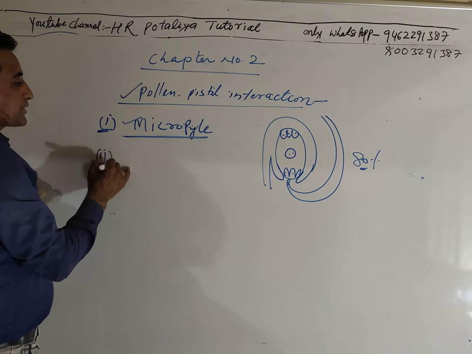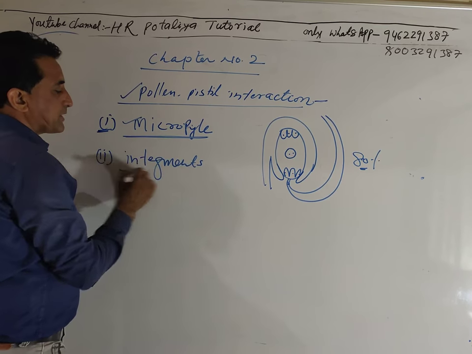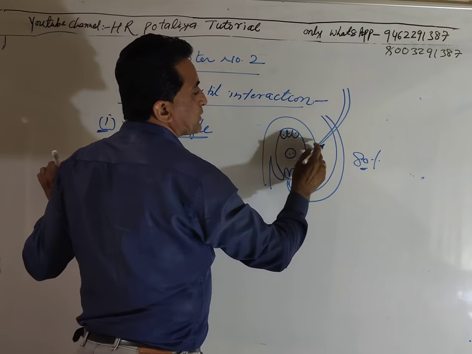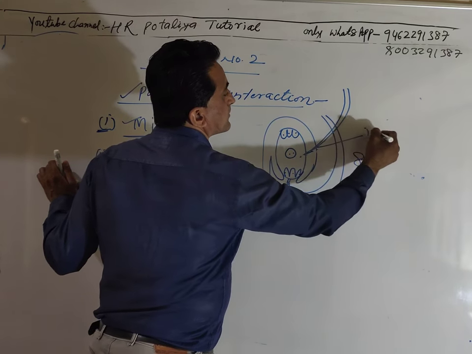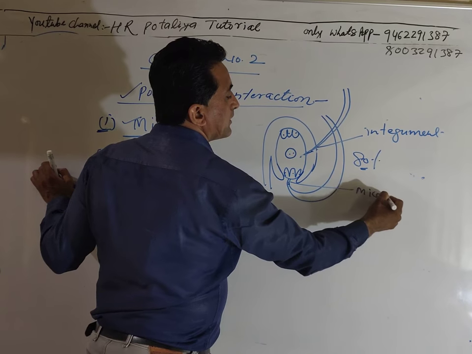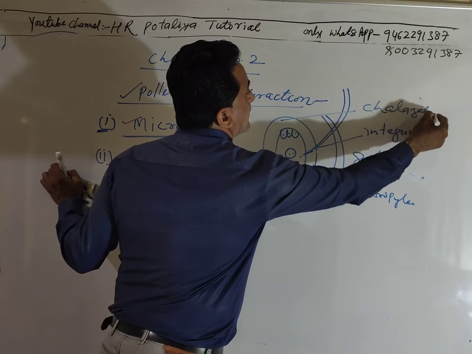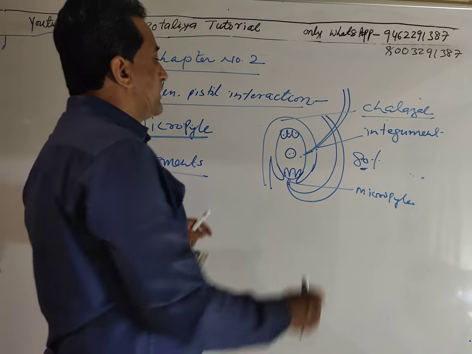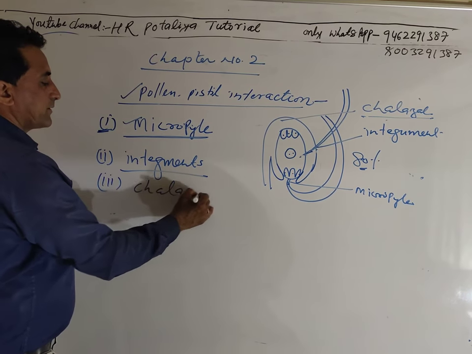Number 2, it can enter by the integuments. Sometimes it may enter by that part, because that is the integuments, and that entrance is known as the integumentary entrance. Or that is the micropyle, and another end is the chalazal end. Sometimes it can enter by the chalazal region. So number 3, that is the chalazal end.